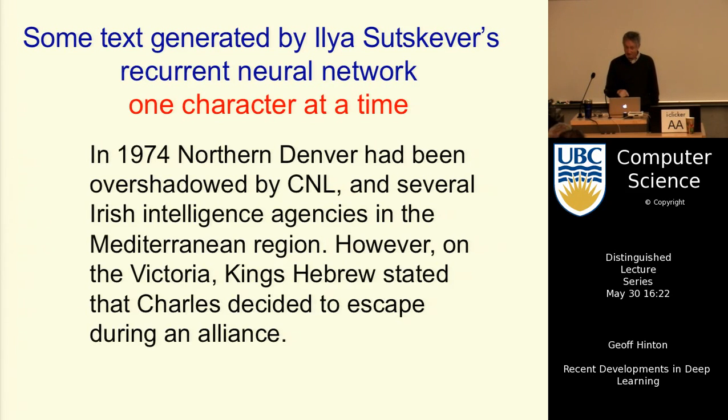So you'll notice this, it's got a sense of humour too. It likes the Irish intelligence agencies in the Mediterranean region. You'll notice it's got no coherence across sentences. But it's got a lot of syntax, it's got a lot of semantics, a lot of it fairly shallow semantics. But it didn't have any problems learning what words were. And it didn't have any problems learning short-range syntax. So this recurrent net really could learn quite a good language model.